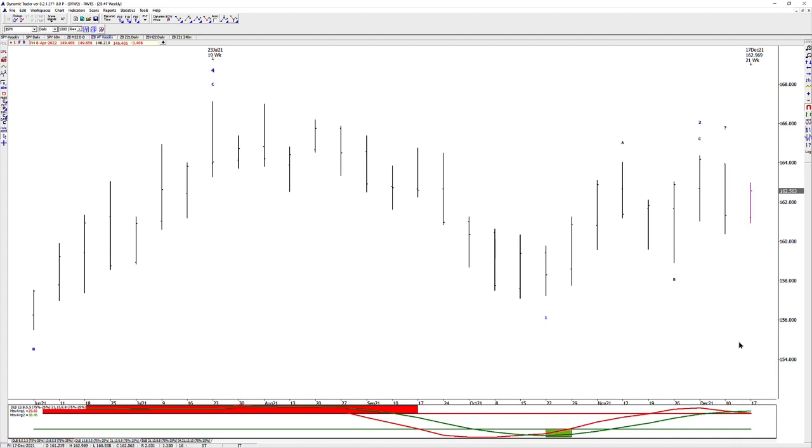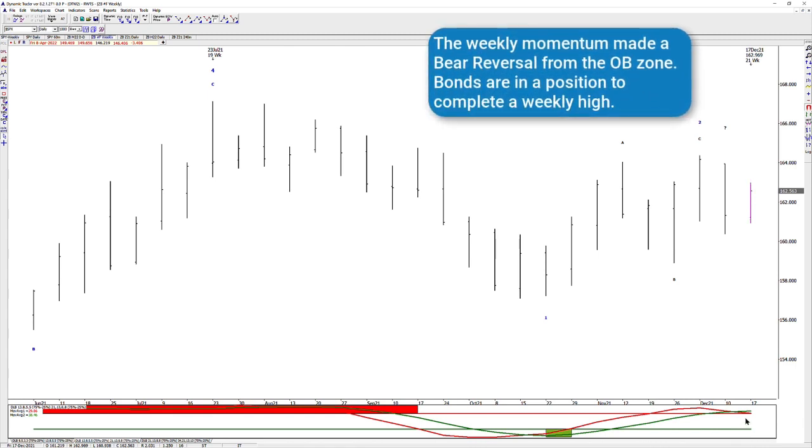The reason for that is this is that high we were looking at. The weekly momentums were overbought but had not made a bear reversal. So overbought means it could be another 2 or 3 weeks before they complete a bear reversal, because frequently they stay in the overbought zone for a little bit, at least with this particular momentum indicator I'm using. But as of the last week in the chart, this is what's called an inside week. The weekly momentum made a bear reversal.